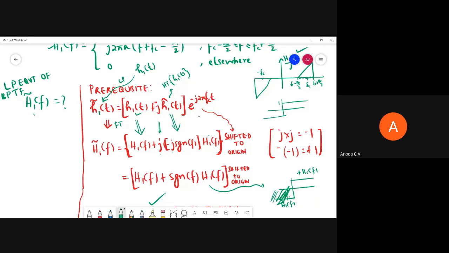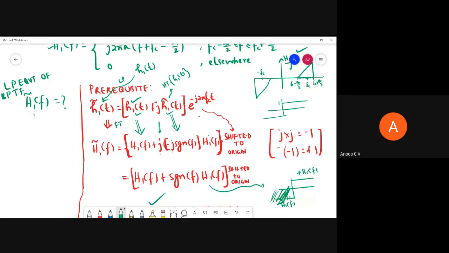H1 tilde of t will be H1 of t plus j times H1 cap of t. This H1 cap of t is nothing but the Hilbert transform of H1 of t, multiplied with e power minus j 2 pi fct. This is H1 tilde of t in the time domain.